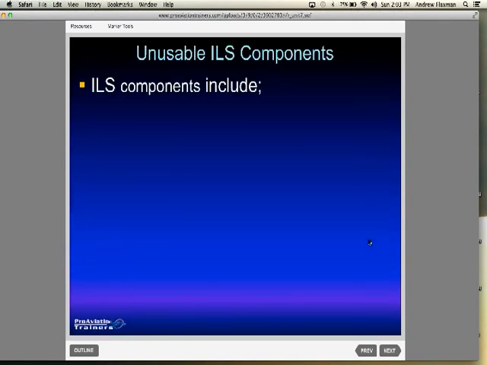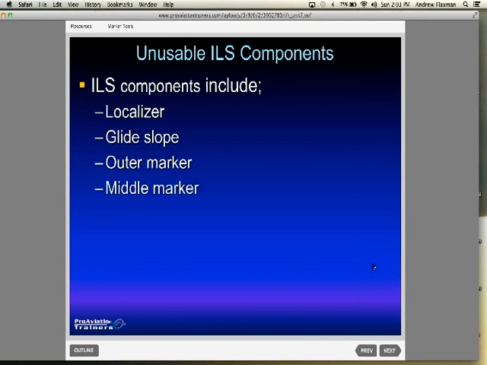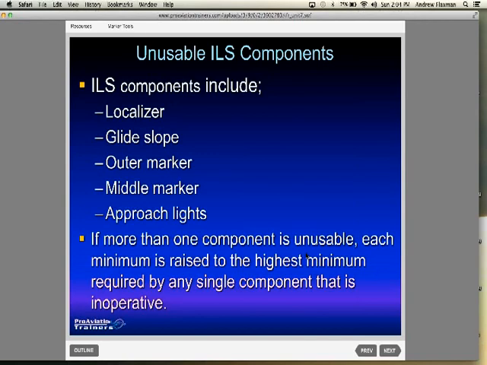Okay. Unusable ILS components. ILS components include localizer, glide slope, outer marker, middle marker, approach lights. If more than one component is unusable, each minimum is raised to the highest minimum required by any single component that is inoperative. It'll say it on the chart. Basically, if something's out, use these minimums.